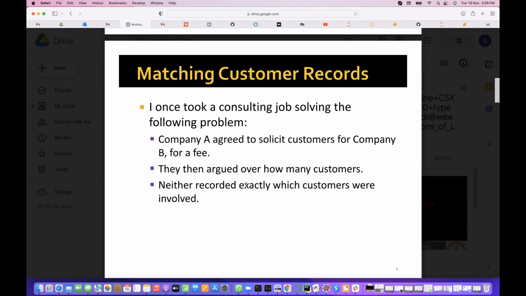Because B will get money based on how many customers he provided. So neither recorded exactly which customers were involved. That is a marketing company; as people are coming through their marketing, they are sending them. After a while, B says that we have provided this many customers. Then A says that no, you haven't provided that many. That is the argument. Now, what is the solution for this?